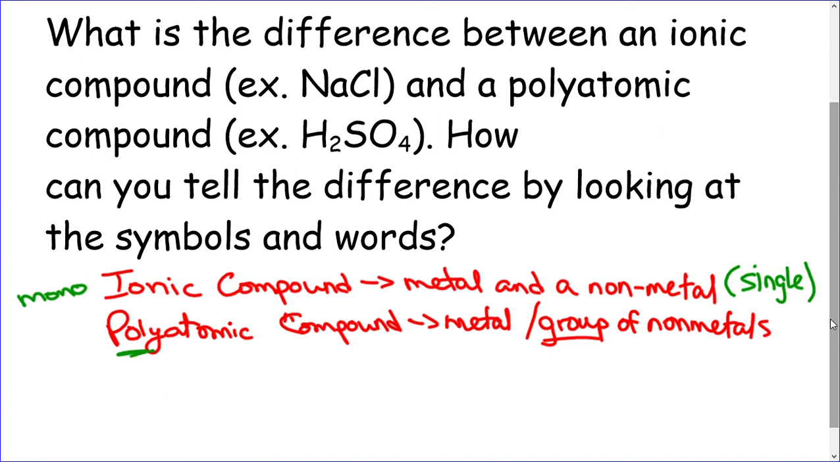So how can you tell the difference by looking at the symbols? Well, if we have multiple symbols, like SO4, then I know that I'm taking a look at a polyatomic. If I take a look at something like NaCl, it's just single for the nonmetal, so I know that I'm not dealing with a group of nonmetals. If I had words, how could I tell the difference? Well, ionic compounds always have this "-ide" ending, whereas polyatomic compounds tend to have endings that are "-ate" or "-ite." Okay, so their endings stay the same.